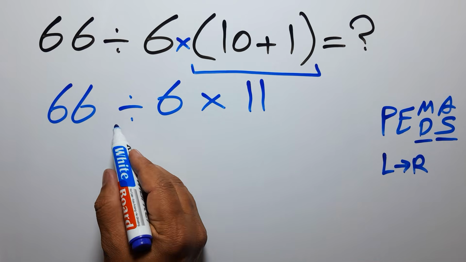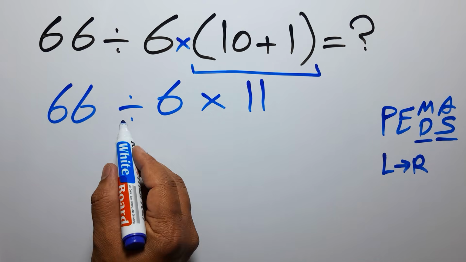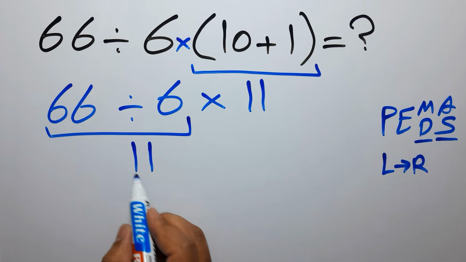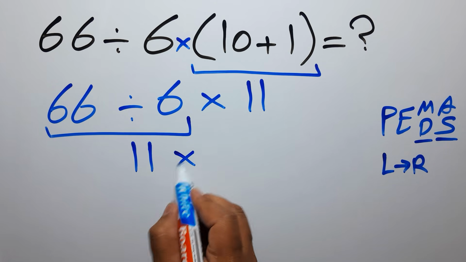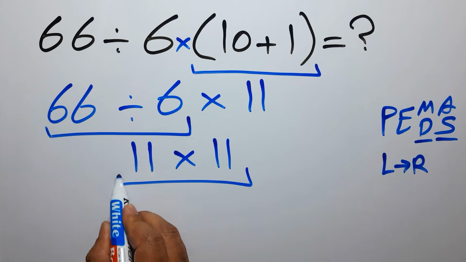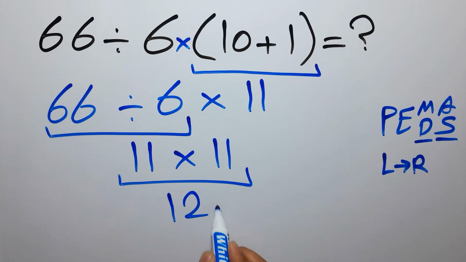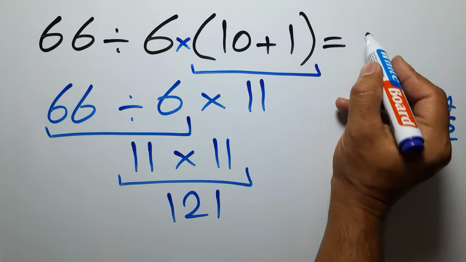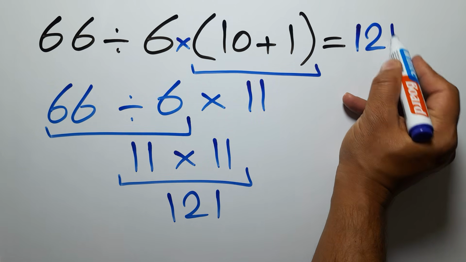So here first we have to do this division. 66 divided by 6 gives us 11. So we have 11 times 11, which equals 121. And this is our final answer to this problem. The correct answer is 121.